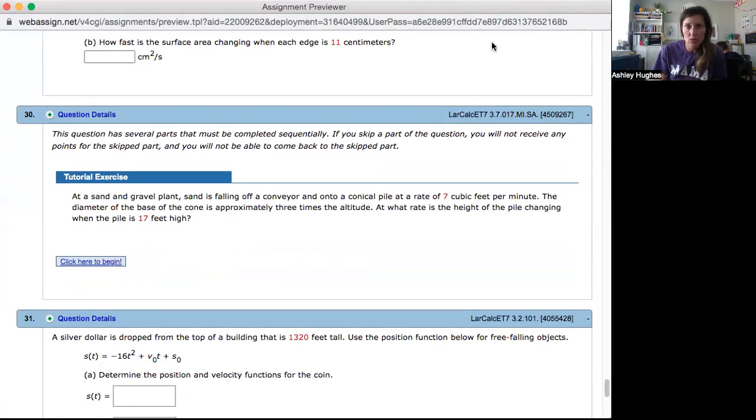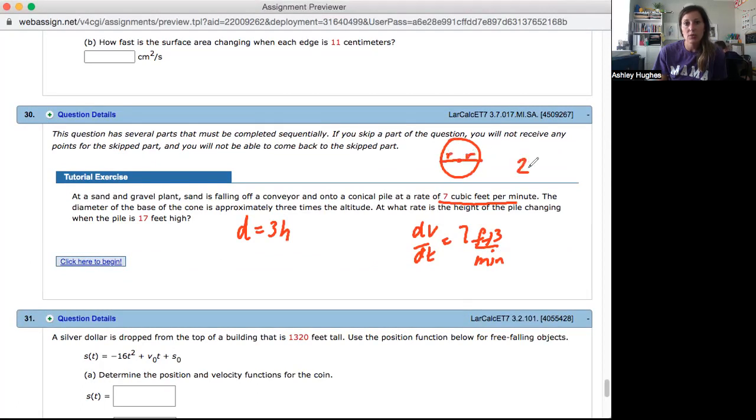Okay, so we got a conical pile at a rate of 7 cubic feet per minute. So dV/dt is 7 cubic feet per minute. The diameter of the base of the cone is 3 times the altitude. So diameter equals 3h. Now, if you remember for a circle, you have the radius and the diameter, and two radii equal the diameter. So you would have 2r equals 3h, or r equals 3h over 2. At what rate is the height of the pile changing? So we're looking for dh/dt when h is 17.